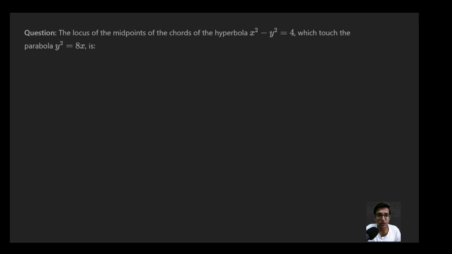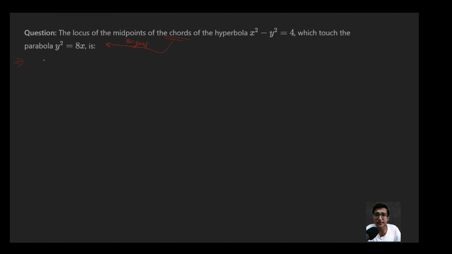Now let's look at this question to get our concepts more clear. The locus of the midpoints of the chords of the hyperbola which touch the parabola is. So that means this hyperbola has certain chords. Now those chords are tangent, this is tangent to this parabola. So we need to find out what can be the locus of the midpoints of those chords.